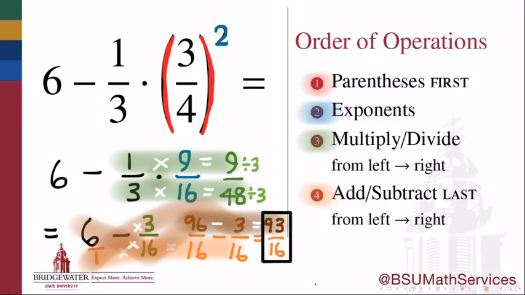Finally, we did any addition or subtraction from left to right. Here we had to subtract 6 minus 3/16, which required us to find a common denominator of 16 for those two rational numbers, and then subtract the numerators after they had been balanced, giving us the fraction 93/16 as our answer.